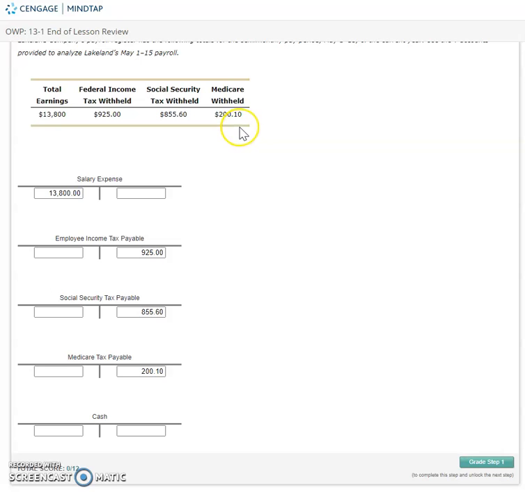Now we see that we have cash down here at the bottom, but they don't tell us anything about cash. So we do have to figure that amount out. We are going to be crediting our cash because we are paying out that payroll. If this is my total earnings and these are my deductions, I'm going to subtract. I'm going to take my total earnings minus my deductions. That would give me my net pay, and my net pay is going to be the cash that I'm paying out. So I get $11,819.30.